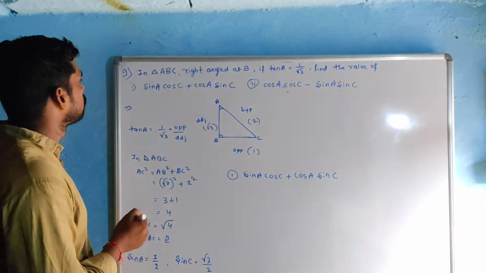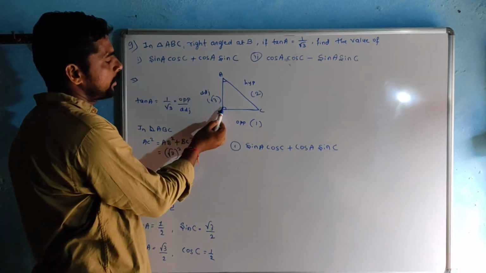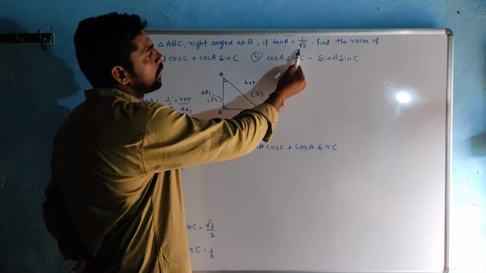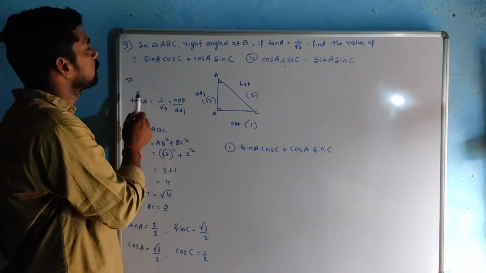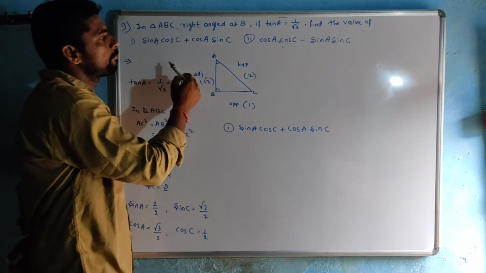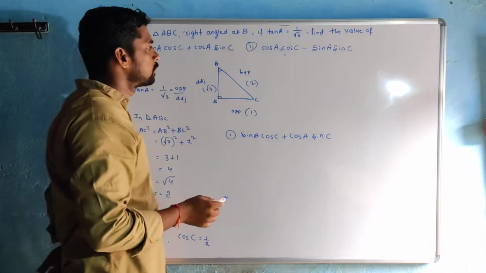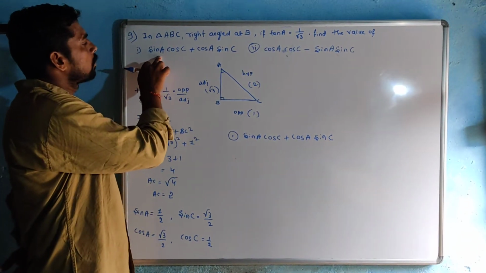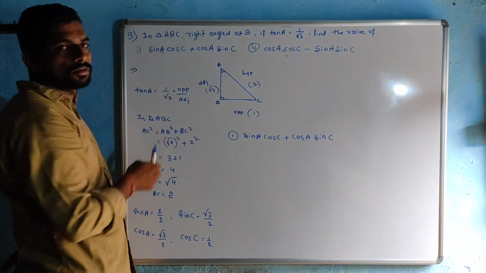Here, ninth one. In triangle ABC, right angle at B. See, right angle at B. If tan A is equal to 1 by root 3, find the value of the given expressions. First one: sin A cos C plus cos A sin C. This is the value. And second one: cos A cos C minus sin A sin C. He changed the angles: sin A and sin C, cos C and cos A.